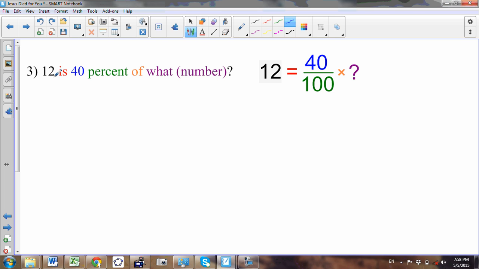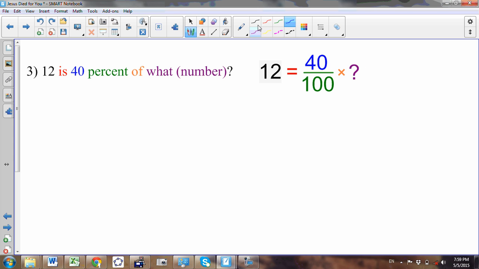Now, 12 is 40% of what number? What number is 12 40% of? Okay. Well, 12 is 50% of 24. So the number that 12 is 40% of would be a little bit bigger than 24, because 40% is less than half. So 12 is a little less than half of what number? The answer is going to be a little bit more than twice as big as 12.